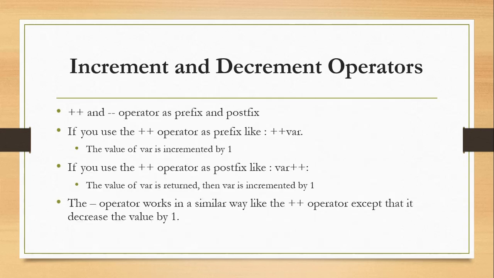The decrement and the increment operators. The plus plus, or the double plus sign, and the double minus sign operators are used as increment and decrement operators. We can use these as prefix or postfix. If you use the plus plus operator as a prefix, like plus plus var, the value of var is incremented by 1. If you use the plus plus operator as a postfix, like var plus plus, the value of var is returned, then var is incremented by 1.